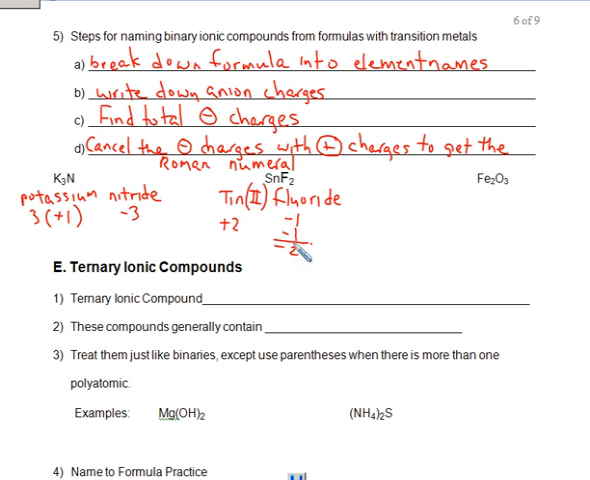Now let's try this one over here. We know that it is iron from Fe. Iron is not an alkali metal or an alkaline earth metal, and it's not one of our exceptions where we always know the charges, so we're going to have to figure out what the charge is. So we know we're going to need to use parentheses. And then oxygen we'll write down as oxide.